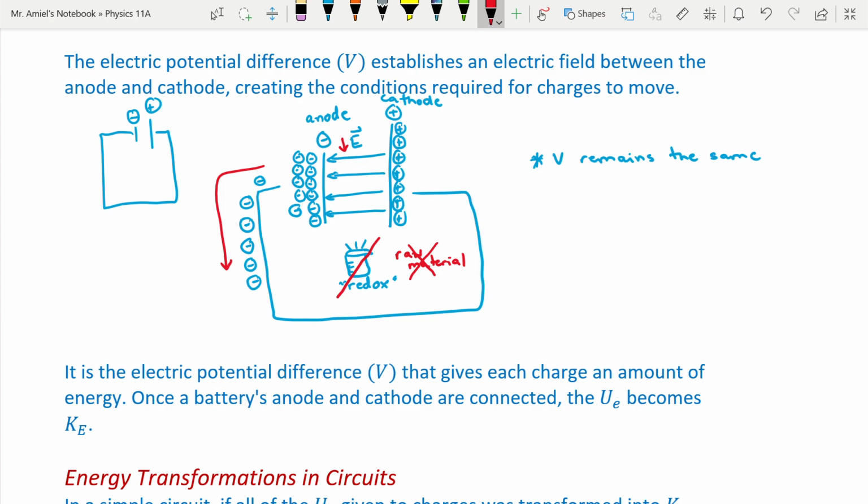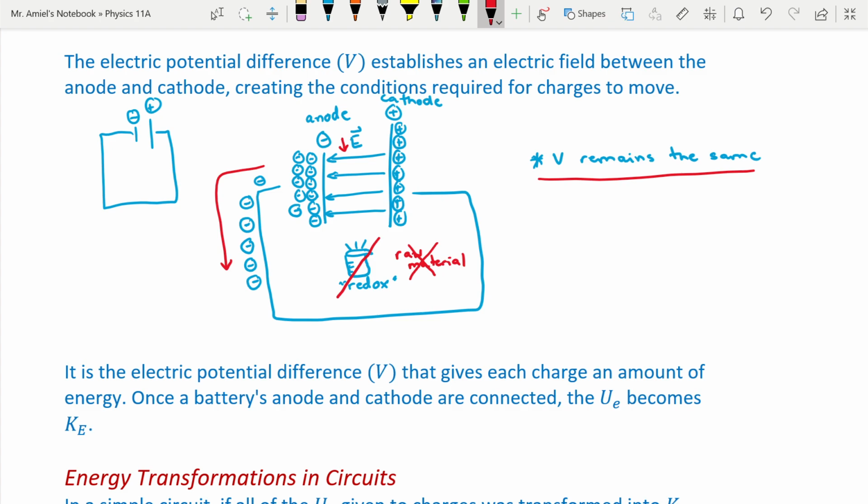Now, this is not going to be our focus. We're not going to look at the situation where the battery is dying. We're going to assume that we've got a battery that has lots of raw material and it is maintaining a constant voltage. So we're going to look at this case where the voltage remains constant.